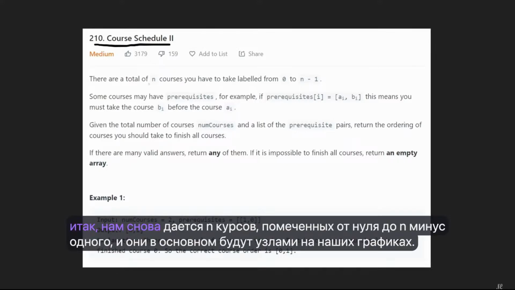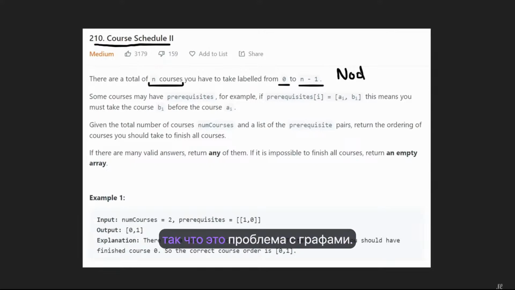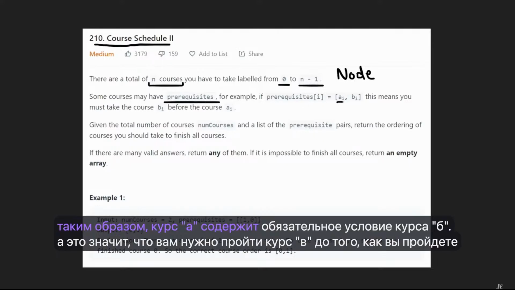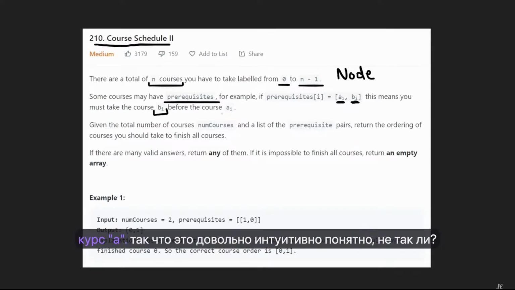So we are again given n courses labeled from 0 to n-1, and these are basically going to be the nodes in our graphs. So this is a graph problem. And again, some courses have prerequisites. So course A has a prerequisite of course B. And what that means is you have to take course B before you take course A. So that's pretty intuitive, right?